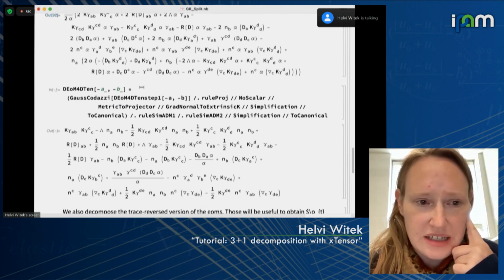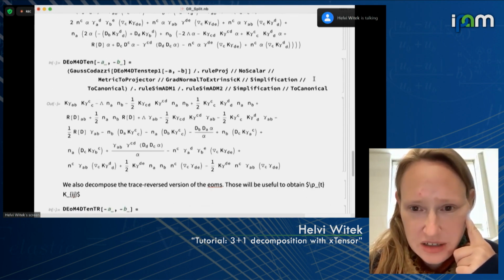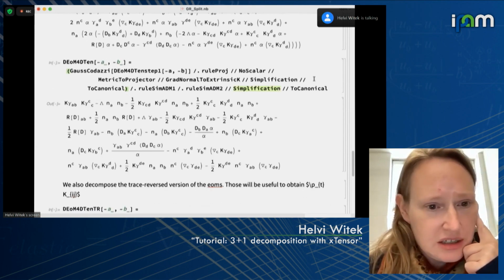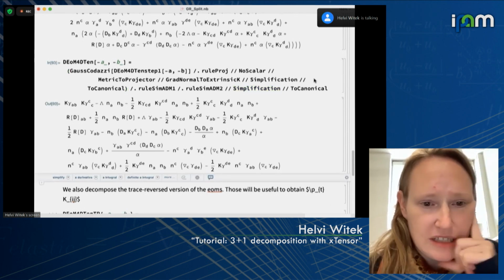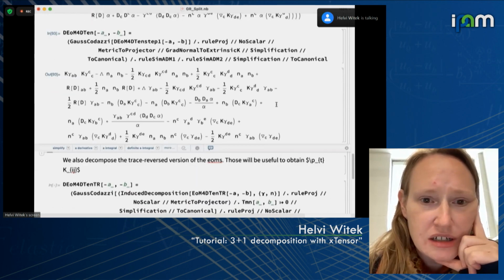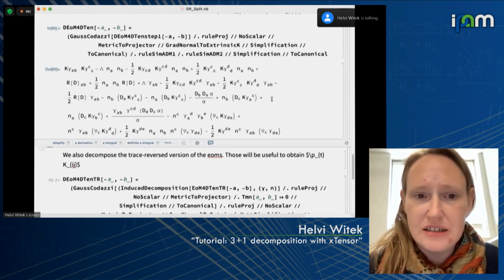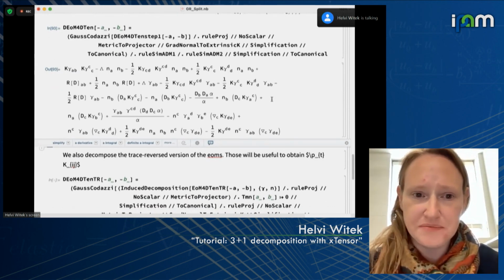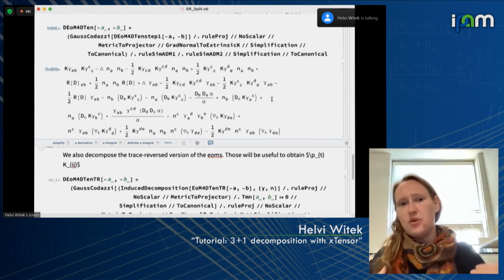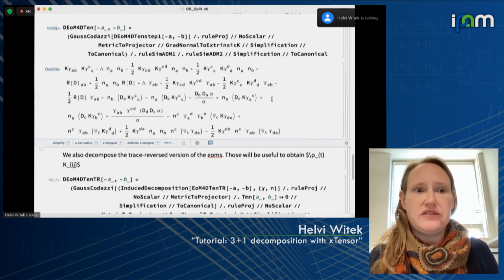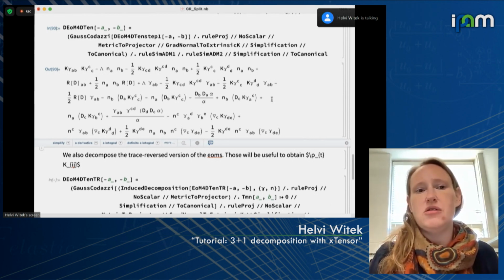And this is essentially what we have here in the next expression already prepared. So that's what we have here. So now we have our field equations expanded in all possible combinations for the projections, either along the normal or the induced metric.